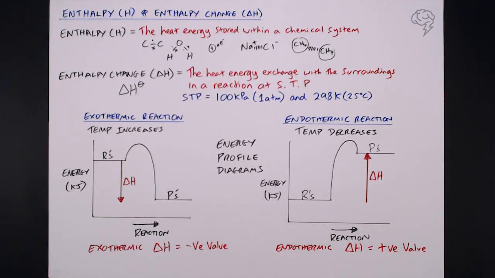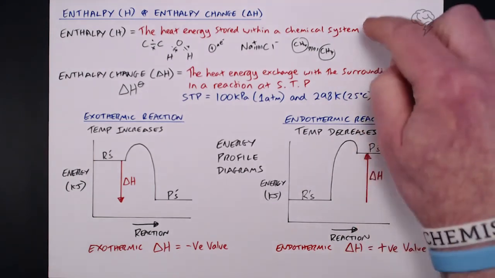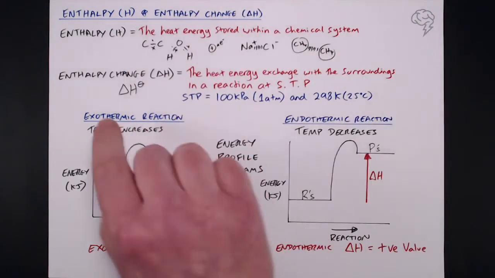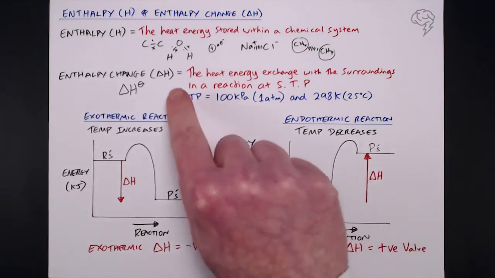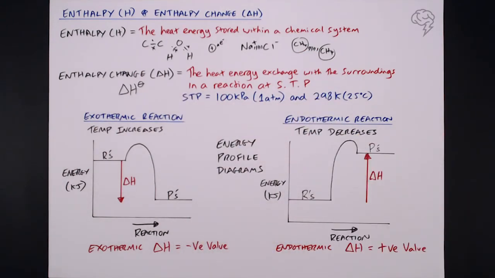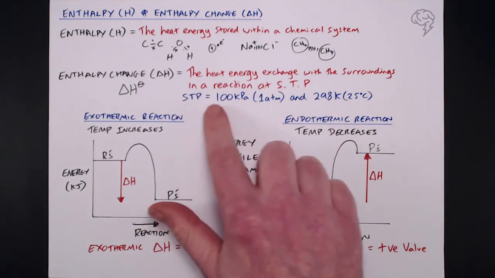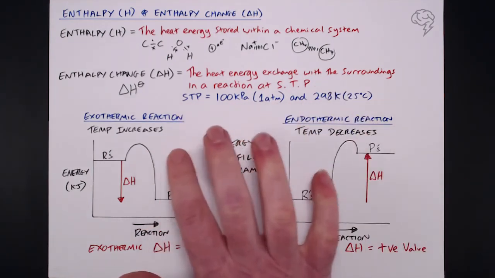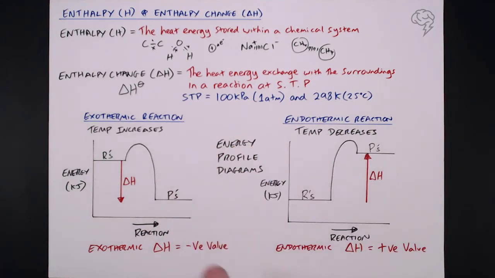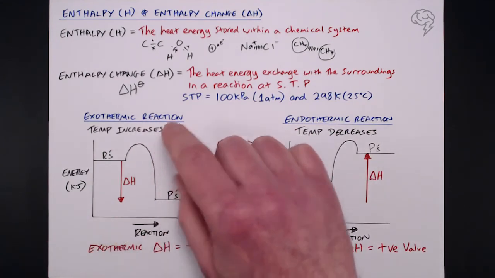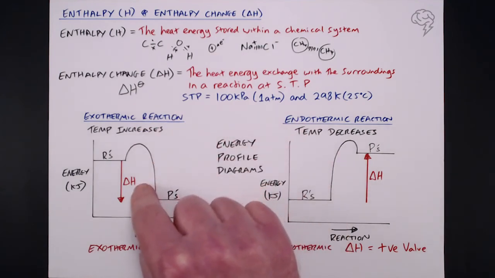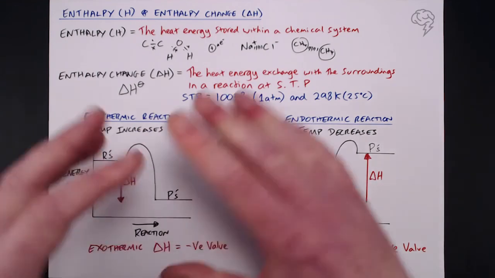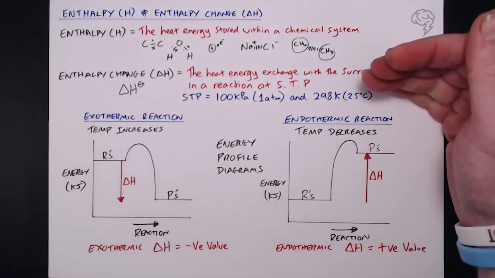So just so you understand what's going on with enthalpy. Enthalpy is the energy stored within a chemical system, within bonds. The enthalpy change, which we can measure, is the heat energy exchange with the surroundings in a reaction at standard temperature and pressure, and know what standard temperature and pressure is. Now the difference between an exo and endothermic reaction: in exothermic, temperature increases, but delta H is negative, because heat energy has been lost from the system into the surroundings, causing the temperature to go up.